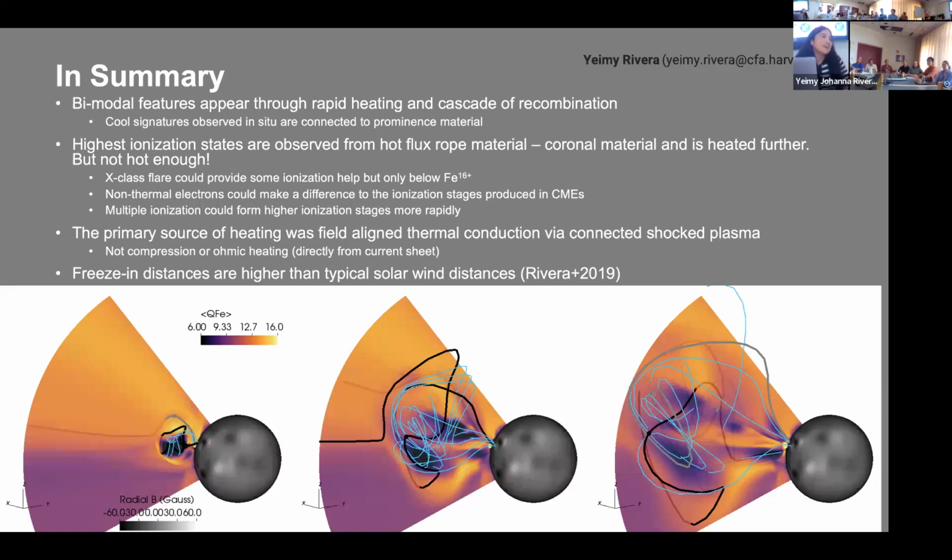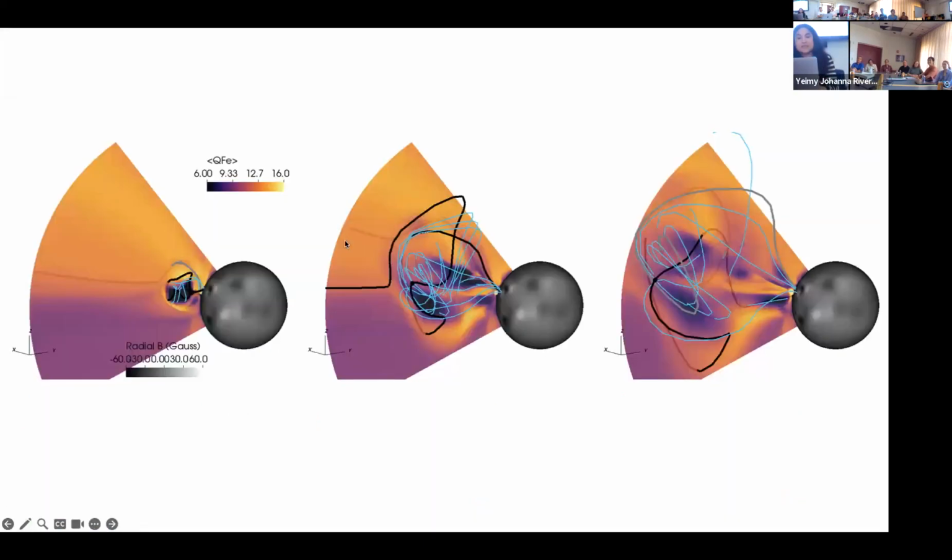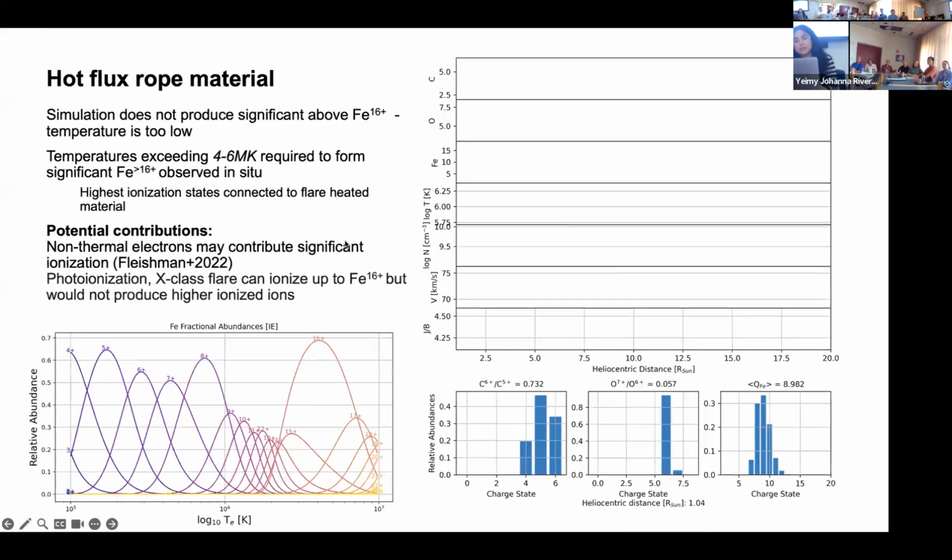I didn't mention this, but it's actually quite handy to look at the formation temperature for the relative components. These are straight from Chianti. This is a plot I didn't mention: the relative abundances of the iron ions. Iron 16 is this curve right here, so it exists across a large range of electron temperatures. So it can kind of exist.